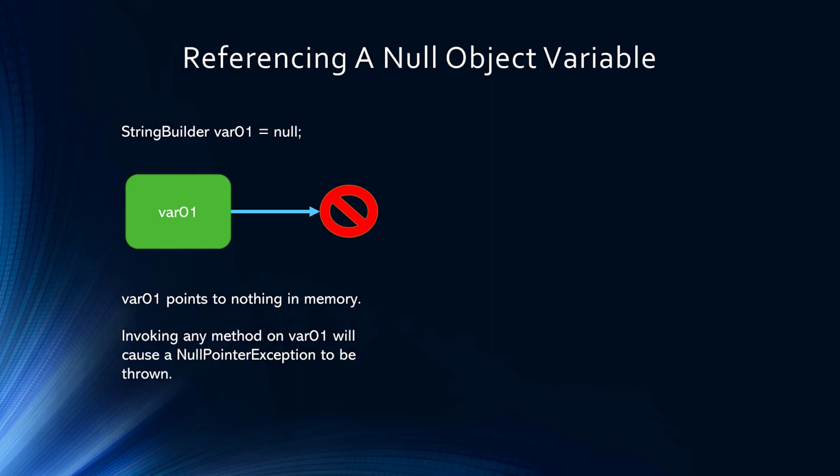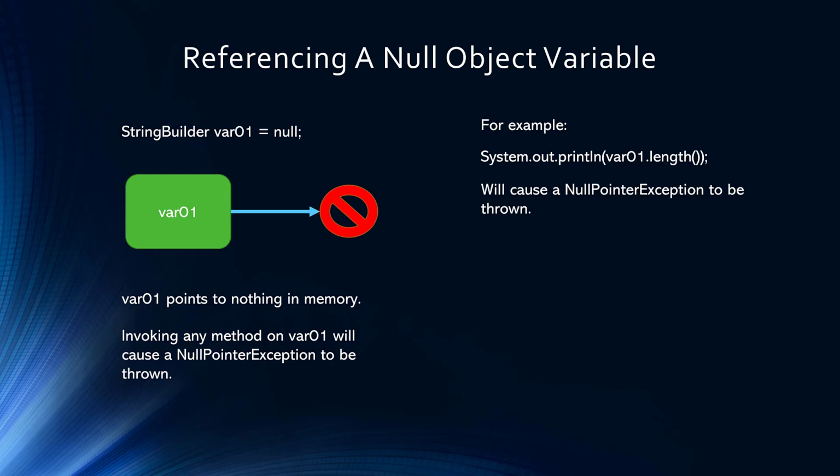But if we invoke any methods on the var01 object variable, it will attempt to invoke those methods on the object that it refers to. So let's say that we want to print out the length of the contents of var01 using the length method. Because there's no object that we're referring to, a null pointer exception will be thrown. This is a runtime exception or unchecked exception, meaning we don't need to specifically provide a handler for it at compile time. So if no handler is provided, our application will crash.